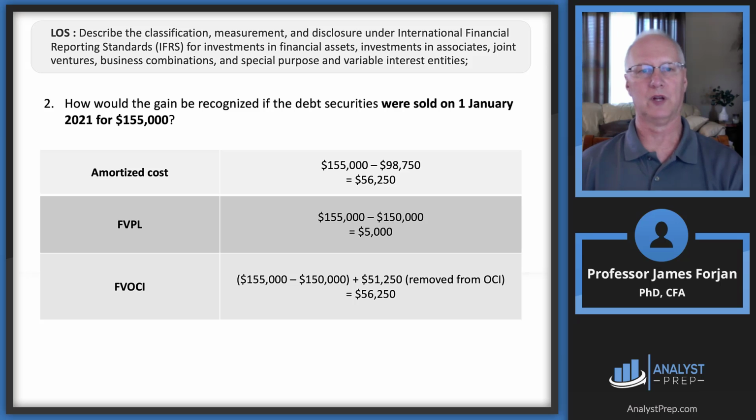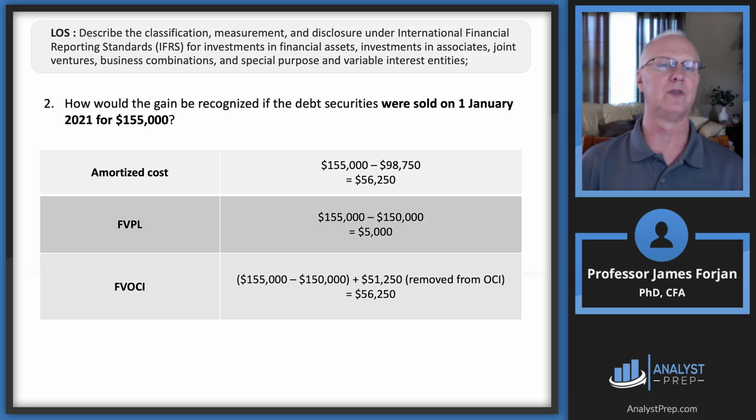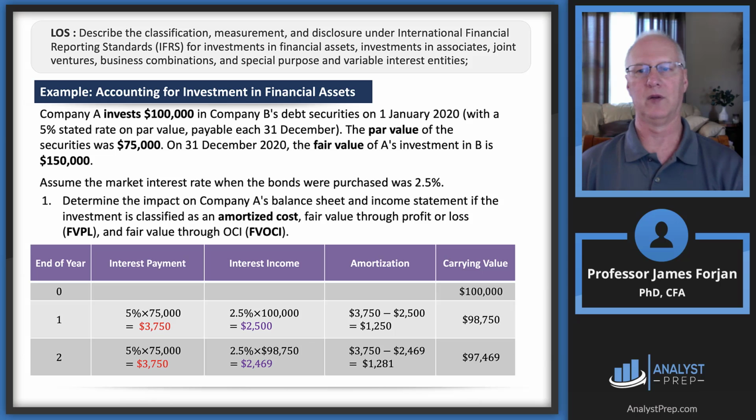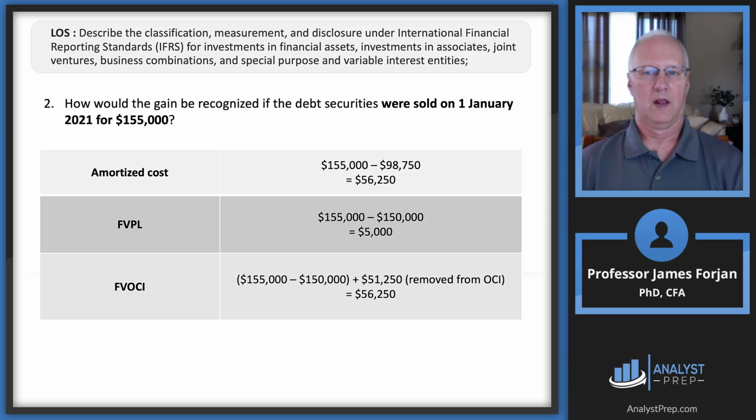Second part of this question, let's suppose that we sell them. We actually sell them. All right, so what did we do in that previous slide? We did the unrealized, and now we're doing the realized, right? So the amortized cost, we sell it for 150 minus the 98,750. So let me go back here. So that was at the end of year 1, 98,750 there in the middle of the far right column. So you take the difference between those two. So there's the gain, 56,250, and then profit and loss.